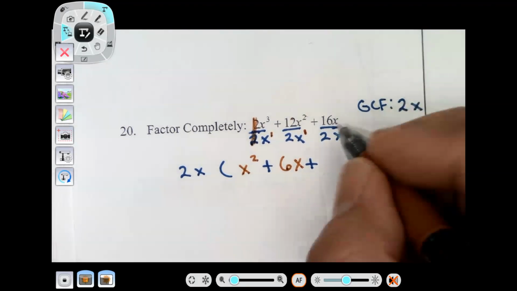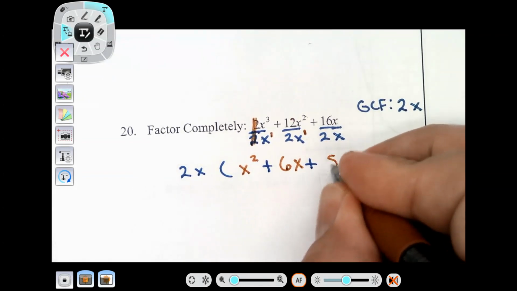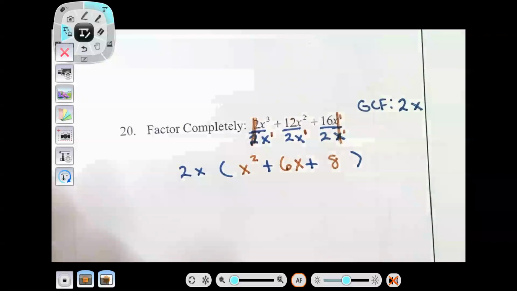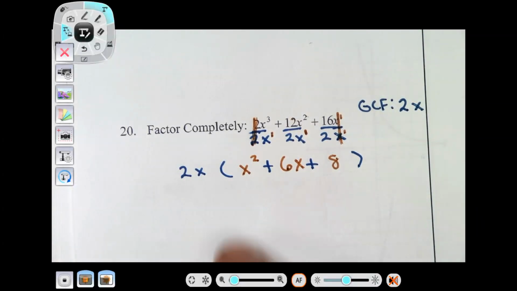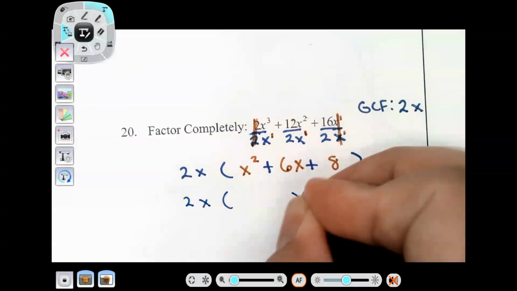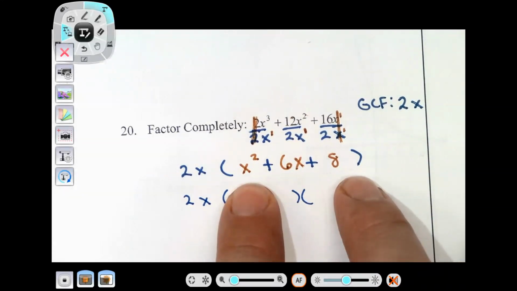And finally, we divide 16 by 2. Well, 16 divided by 2 is 8. But 1x minus 1x, well, I have no x's left over. So here's where I'm at now. Now, we do have 3 terms. So I do need to check for further factoring. That 2x is done. It's ready. But now I need to see if I can break this down into 2 parentheses, 2 factors for this trinomial.